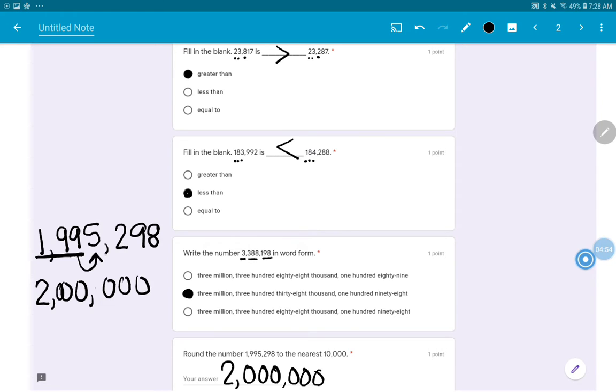Five is halfway or more, so it makes that 9 in my 10,000s place value go up. And since it's a 9, it makes everything move to the right with our place value chart.